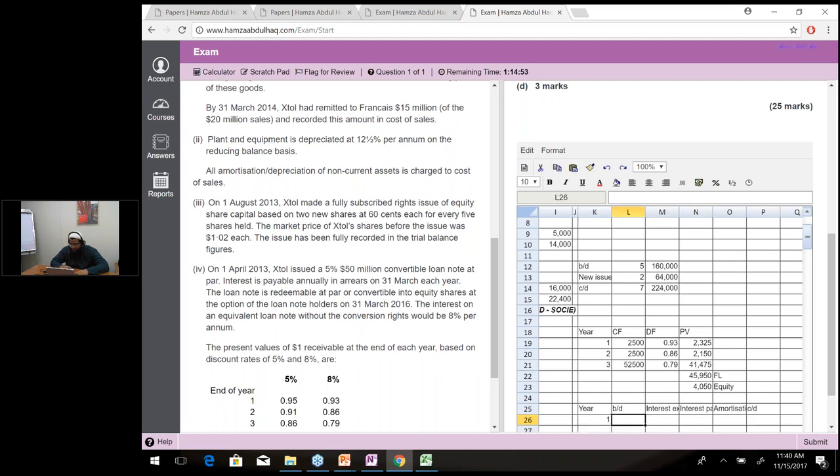So in year 1, the brought down of the liability is 45,950. Interest will be calculated using the 8% rate. Interest payment will be 2,500. So the amortization is going to be the difference of 1,176. And the carried down is going to be 47,126 in the balance sheet.